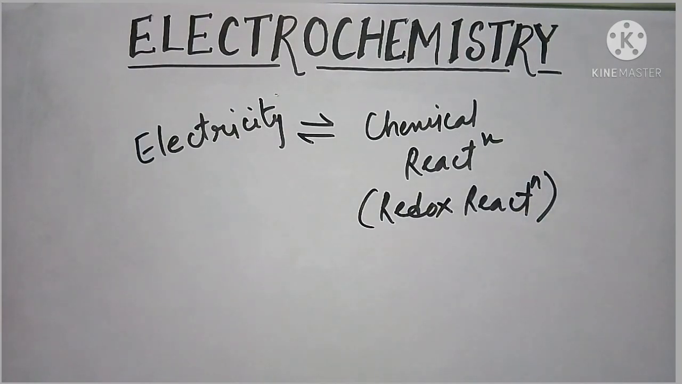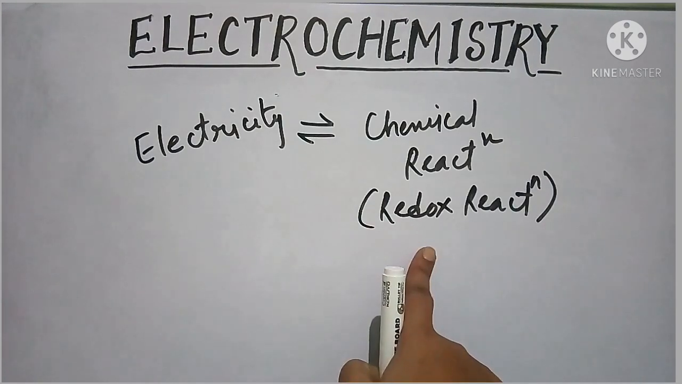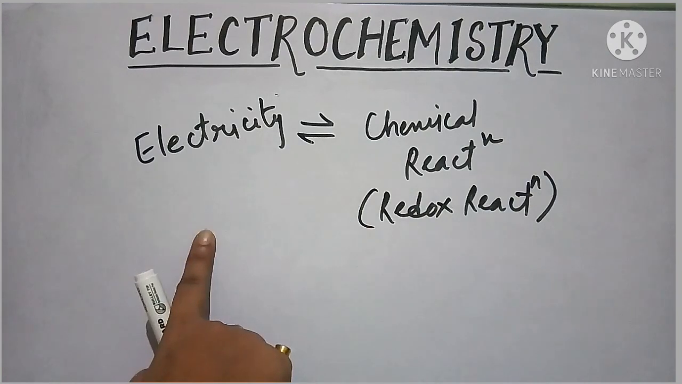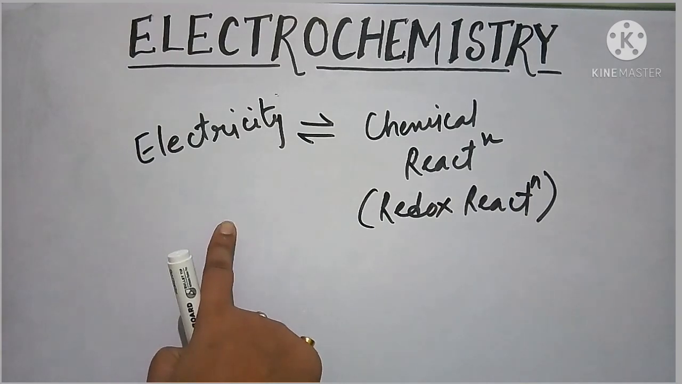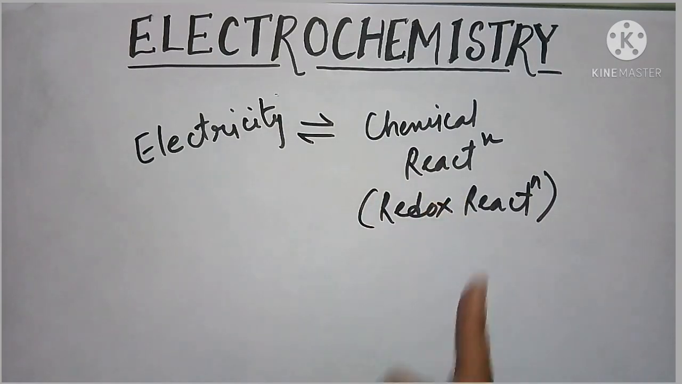That is, how the chemical energy produced in a redox reaction can be converted to electrical energy, or how electrical energy can be used to bring about a redox reaction which is otherwise non-spontaneous. So in electrochemistry, either the chemical energy is converted to electrical energy, or the electrical energy is used to carry out a chemical reaction, particularly a redox reaction, which is otherwise non-spontaneous.